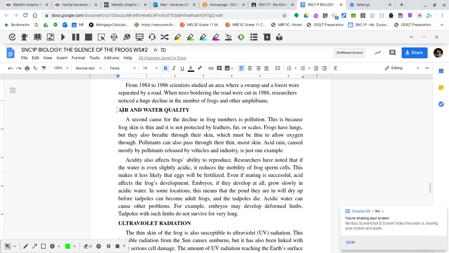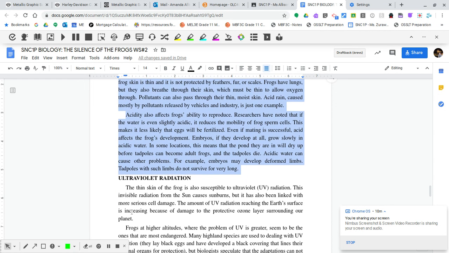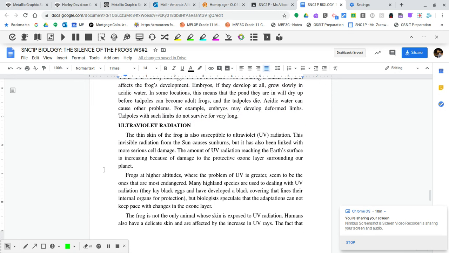What else do we have? Things like air and water quality. So as the air quality gets more poor, as the water quality gets more poor, then that's obviously going to impact the frog. And this part sort of outlines examples or evidence for that.